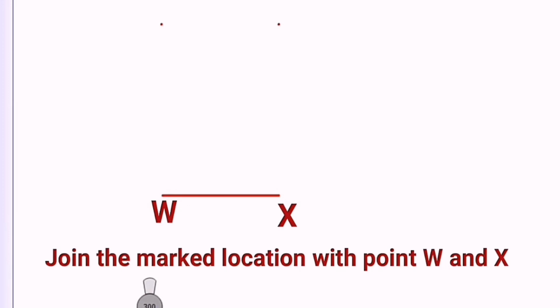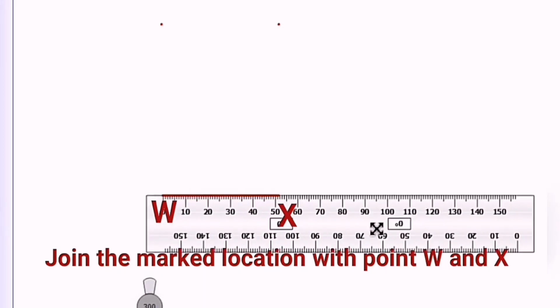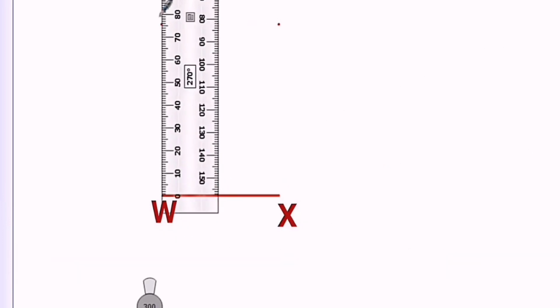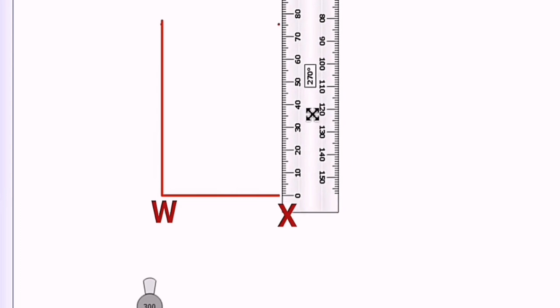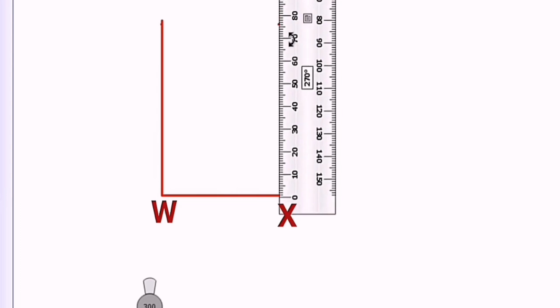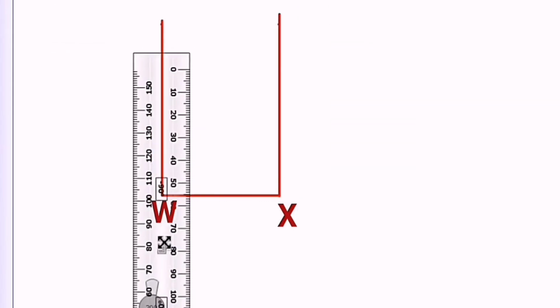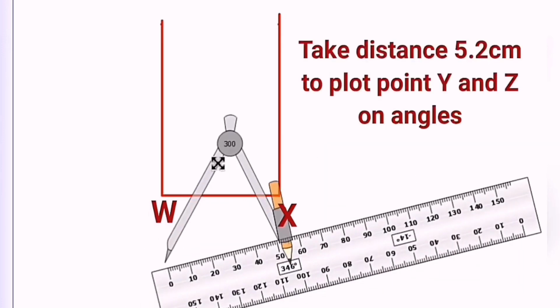It is the easiest angle to locate or to draw. Once the points are located by you, join those points with the vertices we have, that is W and X. Now take distance 5.2 in the rounder. Even half a mm distance should not be missed by you, so be very cautious while taking this distance.